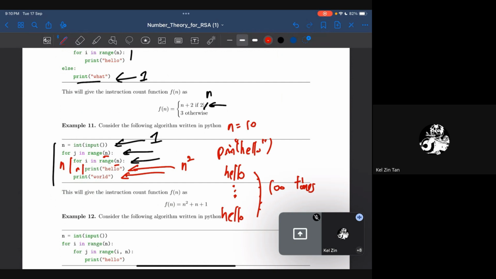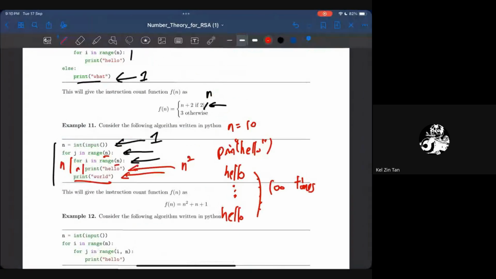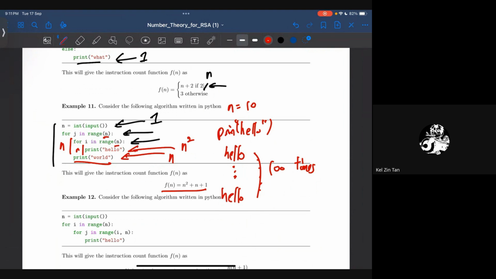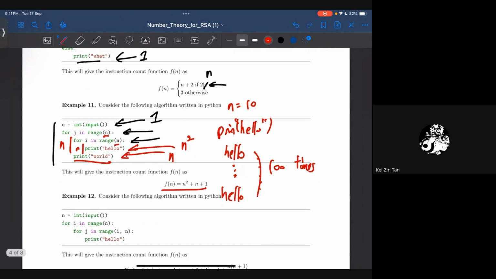And then for the second part, you realize that this print world is outside the loop, right? It is not inside the nested for loop. So this should be run for n times. In total, if we count the number of instructions being run, maybe we can write this function down. The instruction count for this algorithm, F(n), is equal to n squared plus n plus 1. That means if my input n is 10, then F(n) will become 10 squared plus 10 plus 1. This is the number of lines of instructions that we expect the CPU, the processor, to have run.